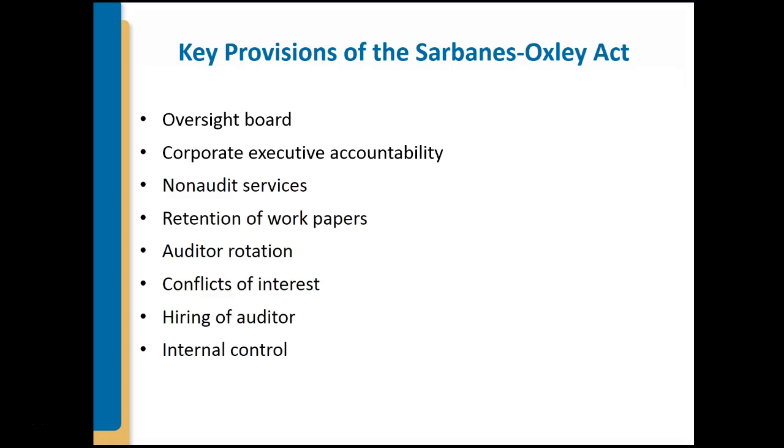Conflicts of interest: audit firms are not allowed to audit public companies whose chief executives worked for the audit firm and participated in that company's audit during the preceding year. In hiring of auditors, audit firms are hired by the audit committee of the board of directors of the company. They are not hired by the company's management. And then lastly, Section 404 of the Act requires that the company's management has to document the effectiveness of all internal control processes that could affect financial accounting.